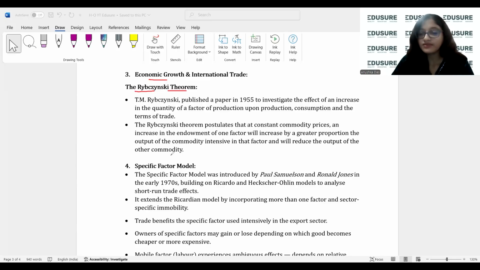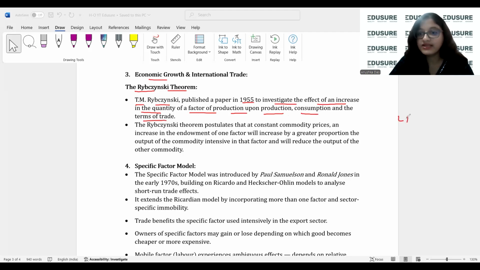Now, if the factors are changed, that is also a relaxation of the assumption of Heckscher-Ohlin. In Heckscher-Ohlin, we say factor endowments are constant and not being changed. So in the Rybczynski theorem, what we see: T.M. Rybczynski published a paper in 1955 and investigated the effect of an increase in the quantity of a factor of production upon not only production but also consumption and the terms of trade.